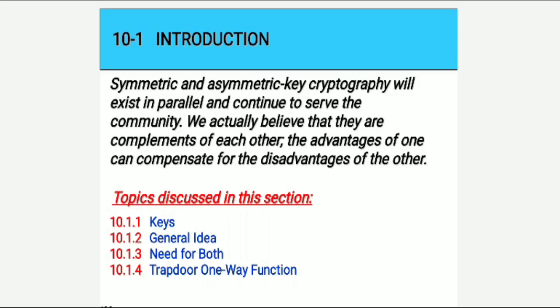The question is, even if we have symmetric key cryptography for the secure communication, then why we are going with the new crypto system, that is asymmetric key crypto system? Then the answer is, they both are complements of each other. The advantages of one can compensate for the disadvantages of the other. That's why we are using both. What topics we will discuss in this section? First, we will discuss about the keys, general idea, need for both, and then trapdoor one-way function.